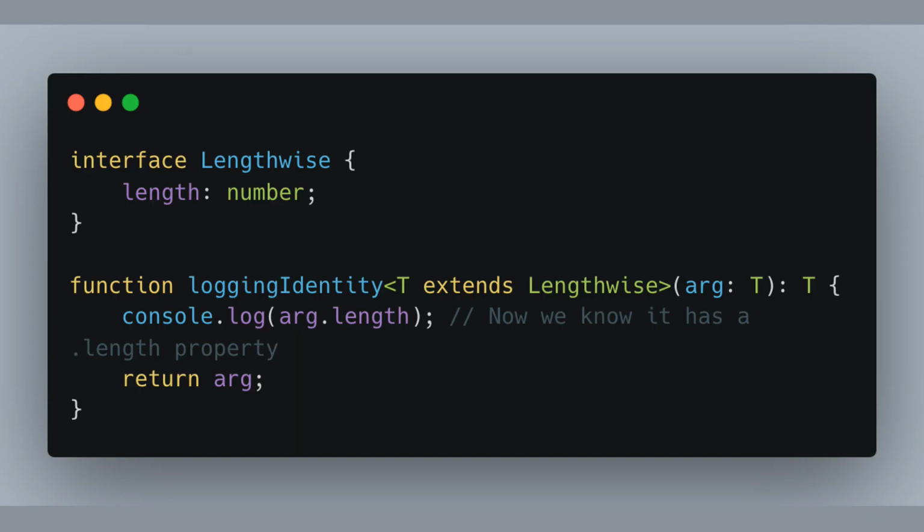Moving on to more advanced aspects, let's talk about constraints in generics. Constraints allow you to limit the types that can be used with generics. In this example, loggingIdentity only accepts arguments that have a length property because of the constraint T extends Lengthwise. This adds an additional level of type safety to generic functions.